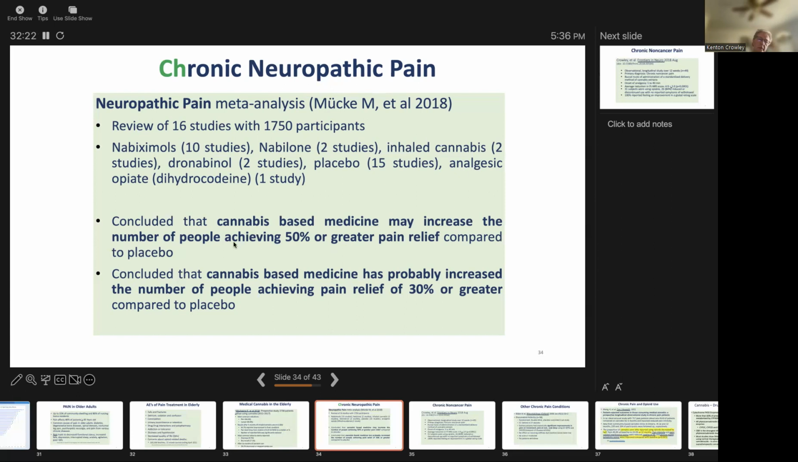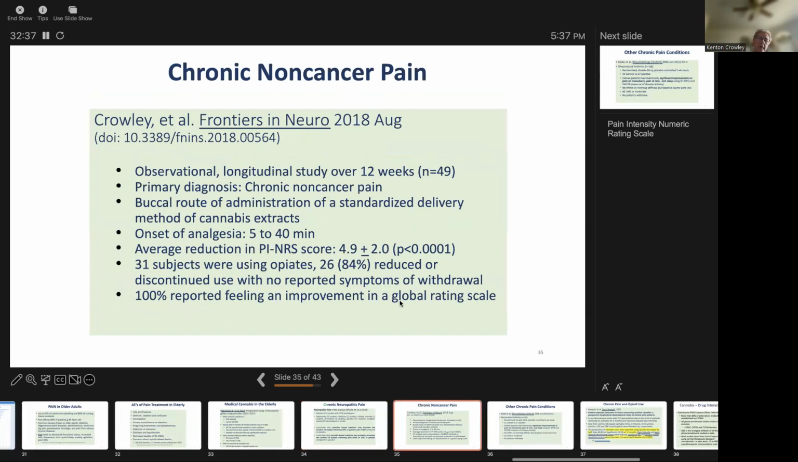The meta-analysis concluded that cannabis-based medicine may increase the number of people achieving 50% or greater pain relief compared to placebo, and cannabis-based medicines have probably increased the number of people achieving pain relief of 30% or greater.